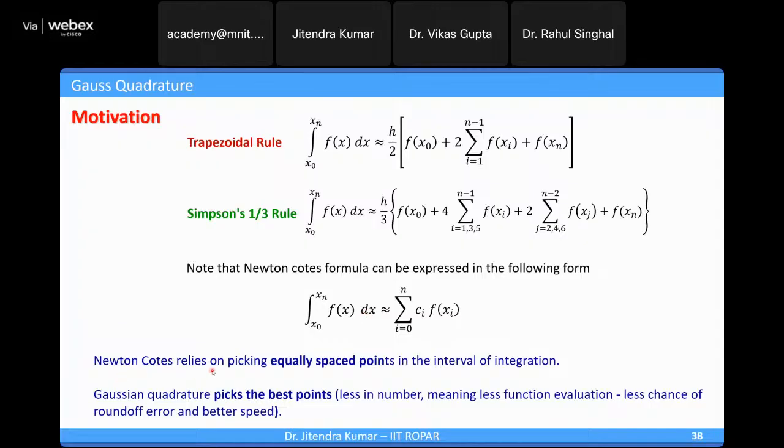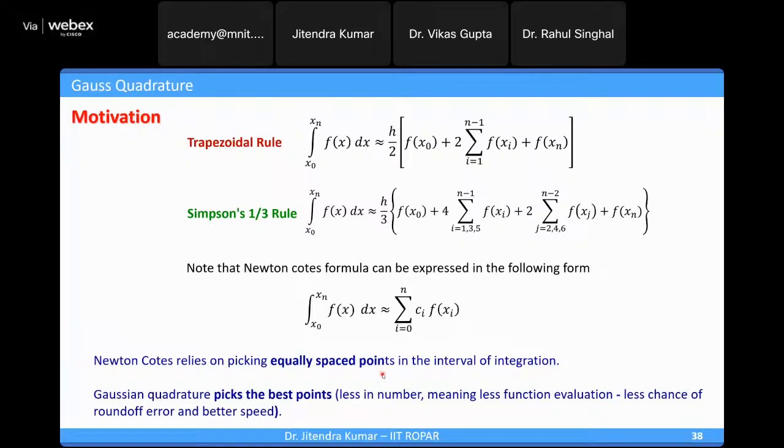So Newton-Cotes relies on picking equally spaced points. That is a key point, if someone asks you what is the basic difference between Gauss quadrature and the Newton-Cotes formulas. The basic difference is that Newton-Cotes relies on picking equally spaced points. So if I ask you to take 10 points in this interval, or divide into 20 intervals, meaning you are making equally spaced grid points there. But the Gaussian quadrature basically picks the best points.